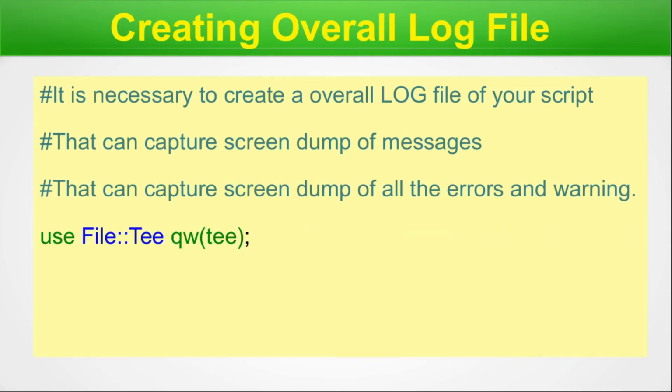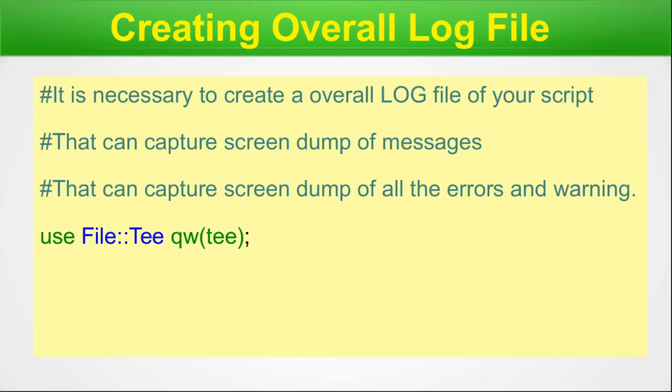use File::Tee qw(tee); So this File::Tee module is a very important module. If it is not there by default with you, you can request your Unix administrator to install it from the CPAN modules. This is the beauty of Perl. CPAN contains hundreds and thousands of predefined Perl modules which you can readily use. So you don't have to invent the fire. It is there, you can just use the fire to cook your food. So this is very important.